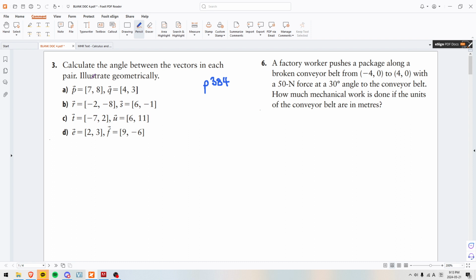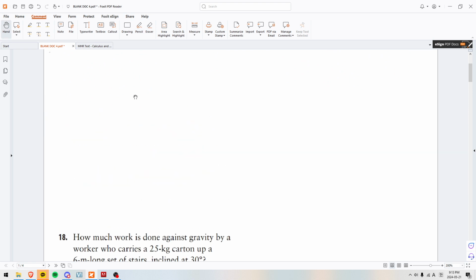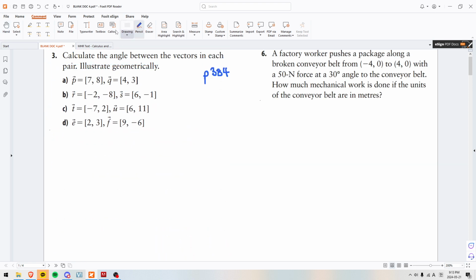Here we go. Calculate the angle between the vectors in each pair. Illustrate geometrically. Okay, sorry about that. Let's do this. I'm just drawing very randomly, so it's going to be very rough. (7, 8) is going to be somewhere there. That's going to be vector P. It's not very neat, is it? And (4, 3), somewhere there. I'm going to pretend that is Q. Judging from this, it seems like we're dealing with an acute angle, which is great. That's something we need to keep in mind because we're dealing with the cosine.